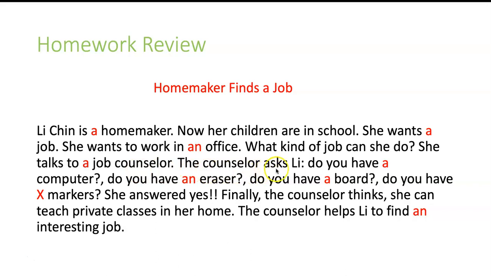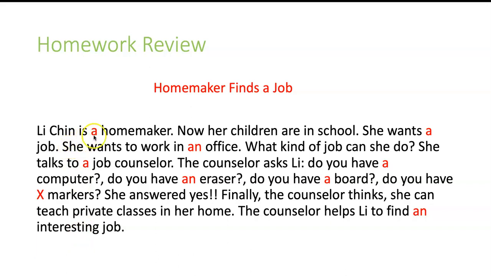The counselor asks Lee, "Do you have a computer? Do you have an eraser? Do you have a board? Do you have markers?" She answered yes. Finally, the counselor thinks she can teach private classes in her home. The counselor helps Lee to find an interesting job.